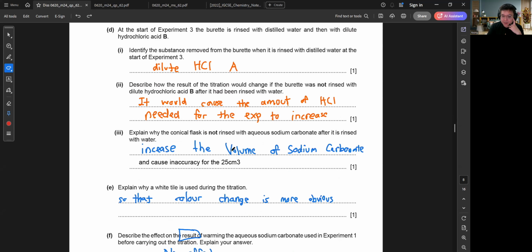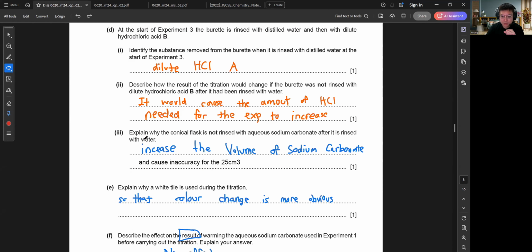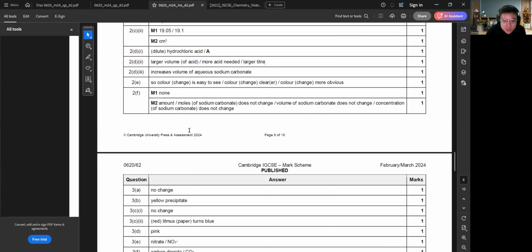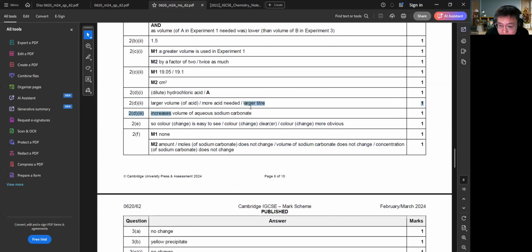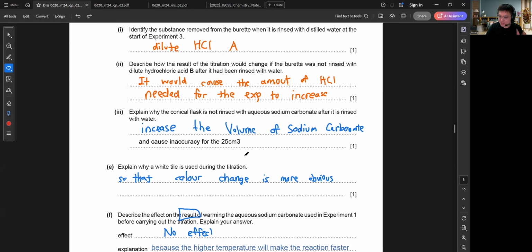So increase the volume of sodium carbonate and cause inaccuracy for the 25 cm cube. Let's see if the answer requires us to write the 25 cm cube, D3. So D3 here increases the volume. Okay, so good news. Students would still get the marks even if they didn't write the 25. But just write to be safe, because you never know. One day they might want us to write the 25. So it's better to train for the worst.